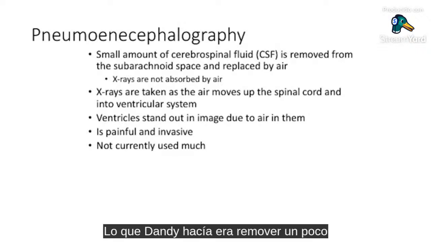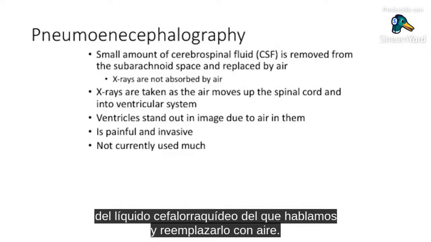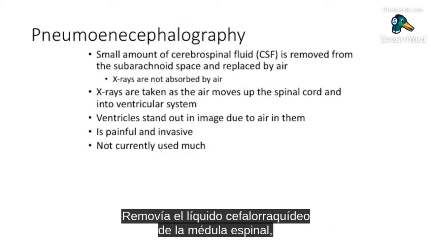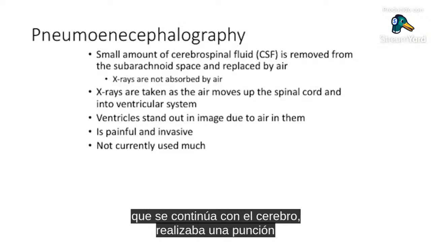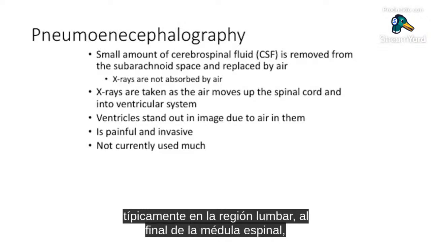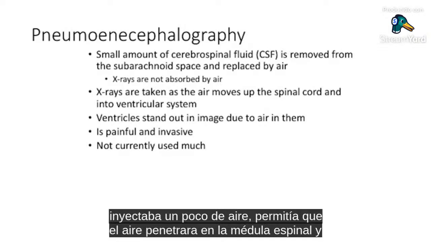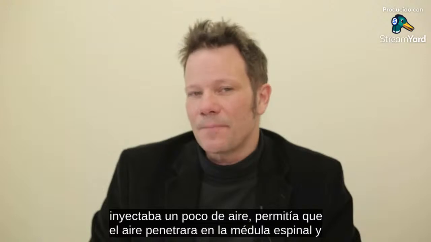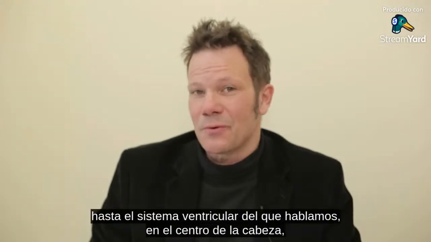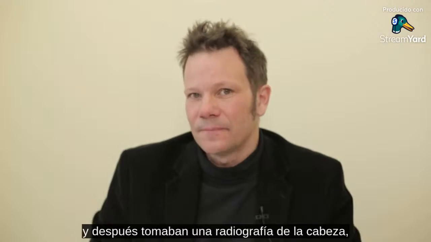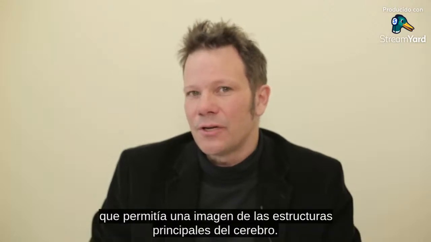What Dandy did was he actually removed a bit of the cerebrospinal fluid that we talked about and replaced it with air. He removed the cerebrospinal fluid from the spinal cord, which is continuous with the brain, made a puncture typically in the lumbar area at the bottom of the spinal cord, injected this bit of air, allowed the air to diffuse up the spinal cord into the ventricular system that we talked about in the center of the head, and then took an X-ray of the head, allowing an image of general structures of the brain.